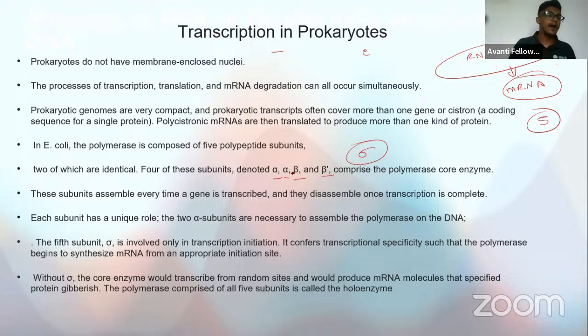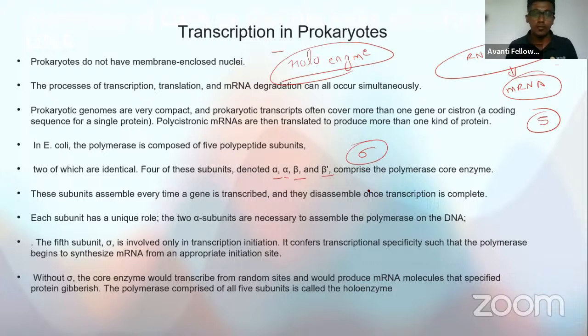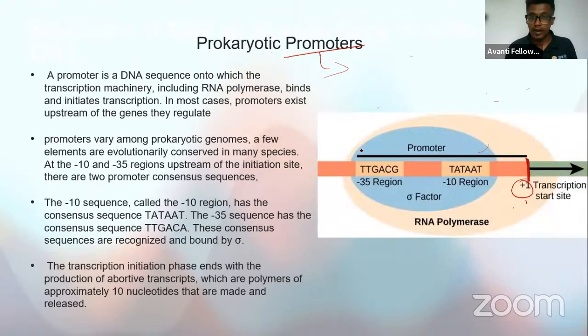Now we understand what this RNA polymerase is. I told you RNA polymerase is nothing but a holoenzyme. Very important point: why do we call it a holoenzyme? Because it is not made up of one particular polypeptide. It is made up of 5 different subunits. What are the names of the subunits? Alpha, alpha, beta, beta dash, and sigma factor. Got it?